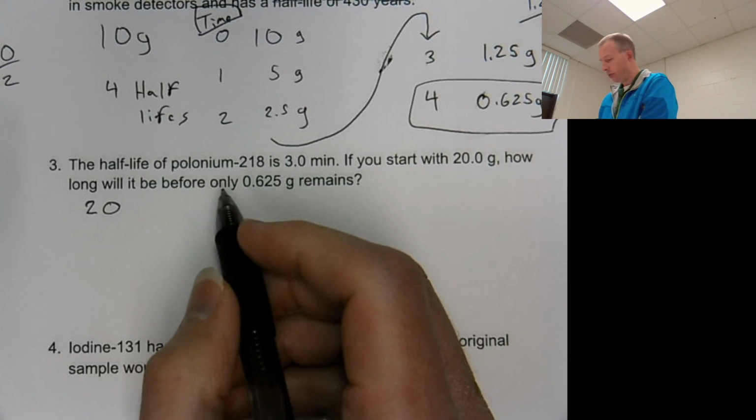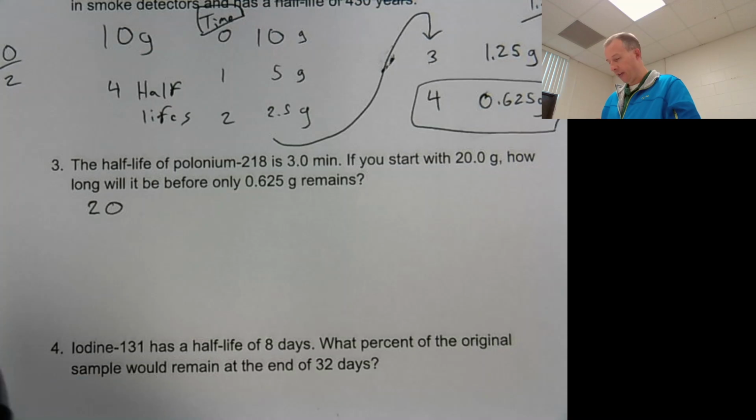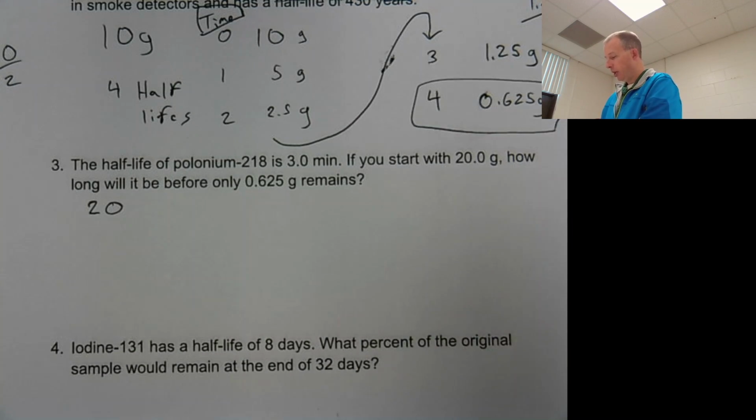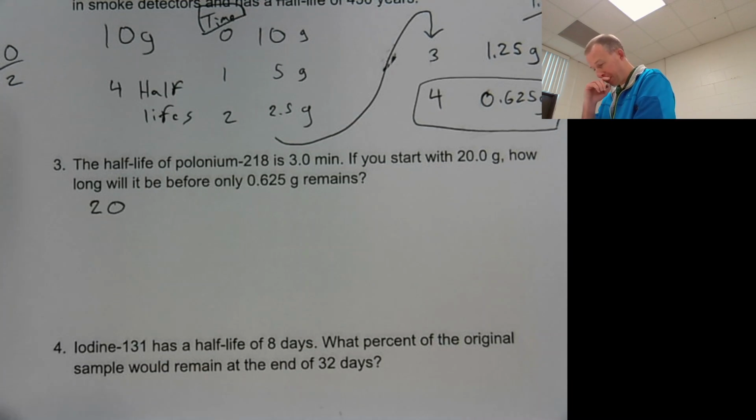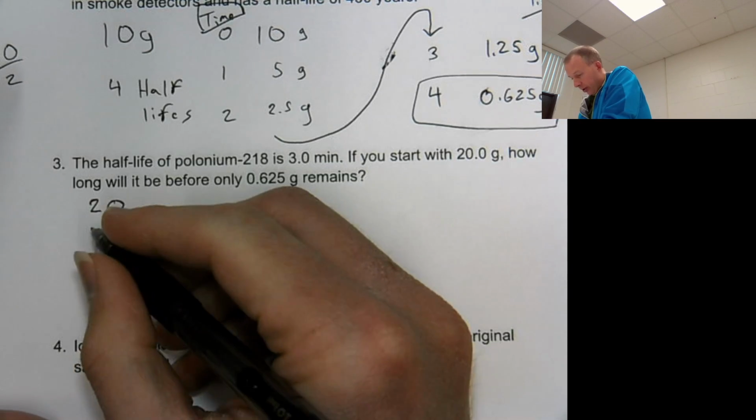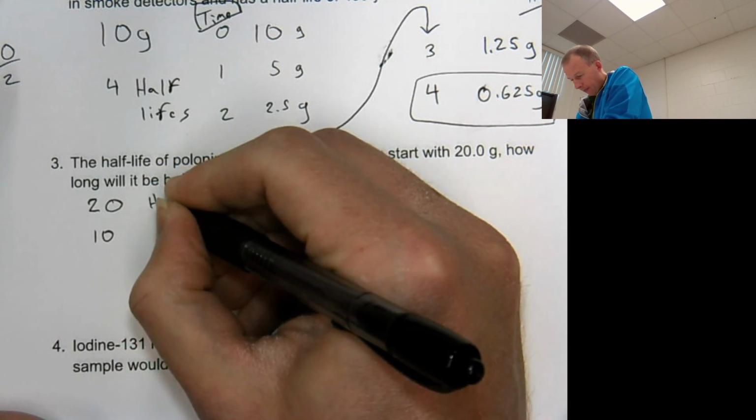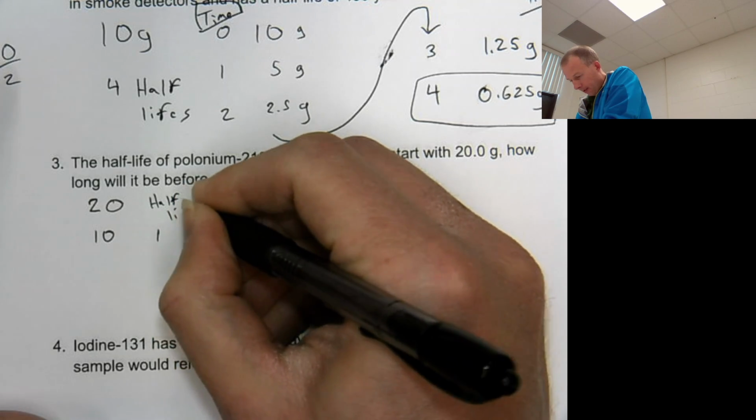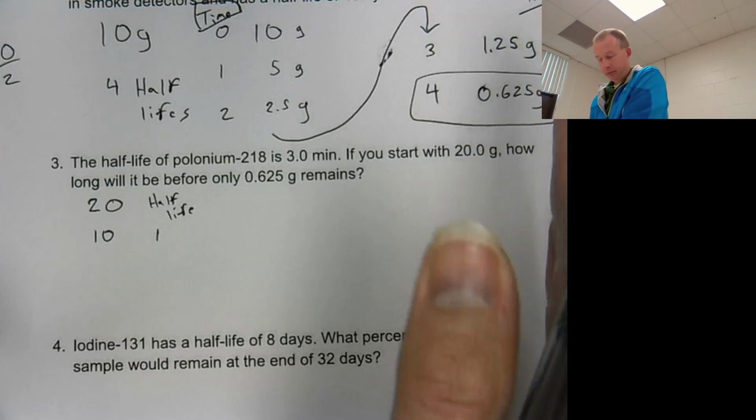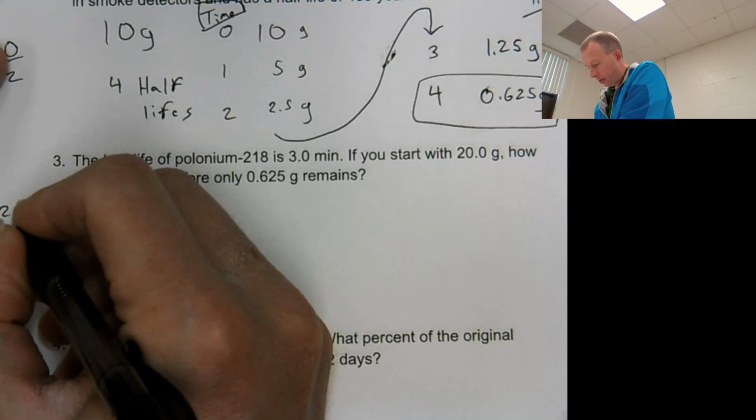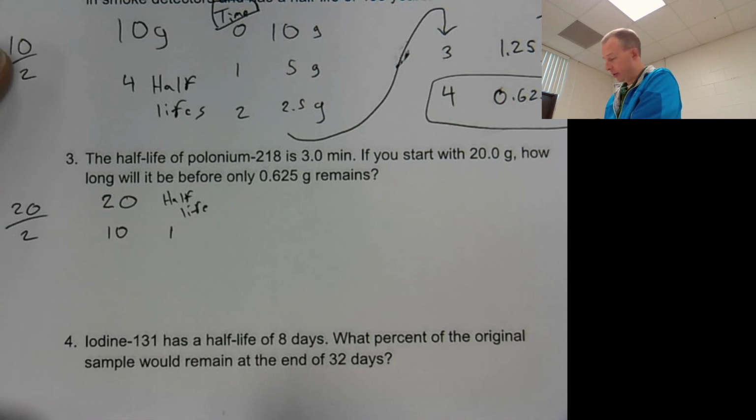And so basically, again, we're just going to figure out how many half-lives it's going to take us to get to 0.625. So we start at 20. You're going to go down to 10. All right, that's 1 half-life. Again, we're simply just dividing by 2. So just 20 divided by 2. All right, that's all we did.